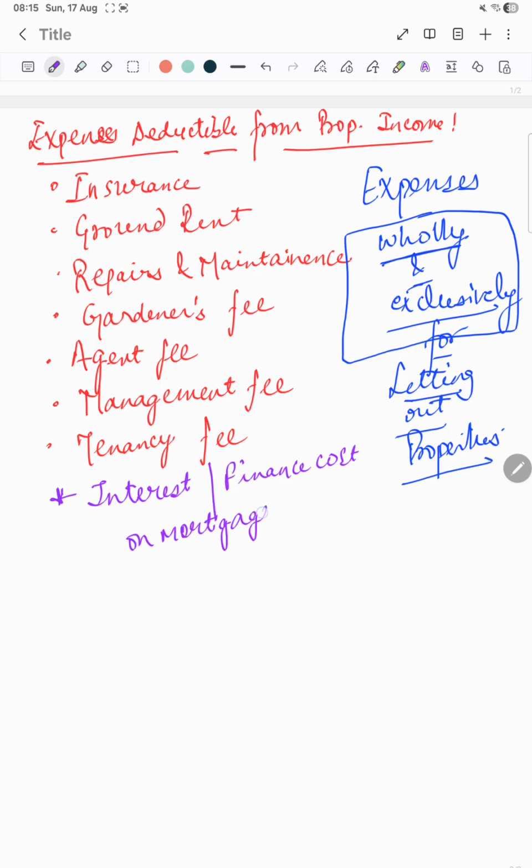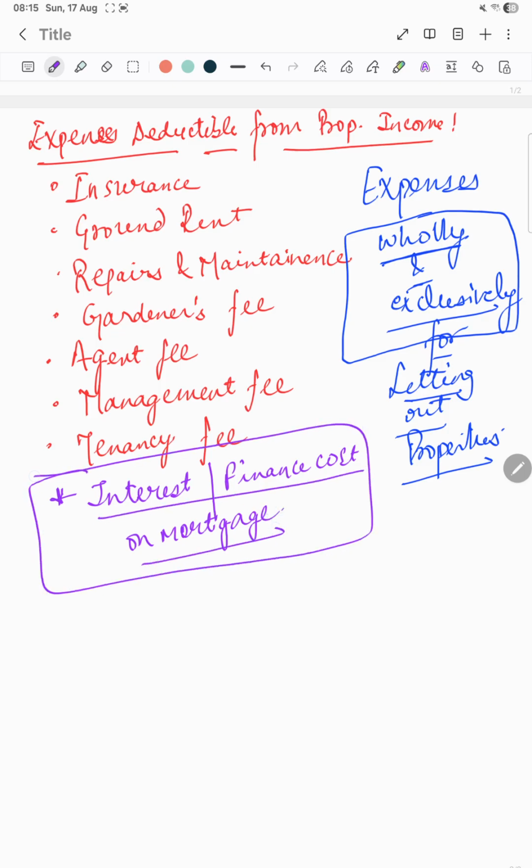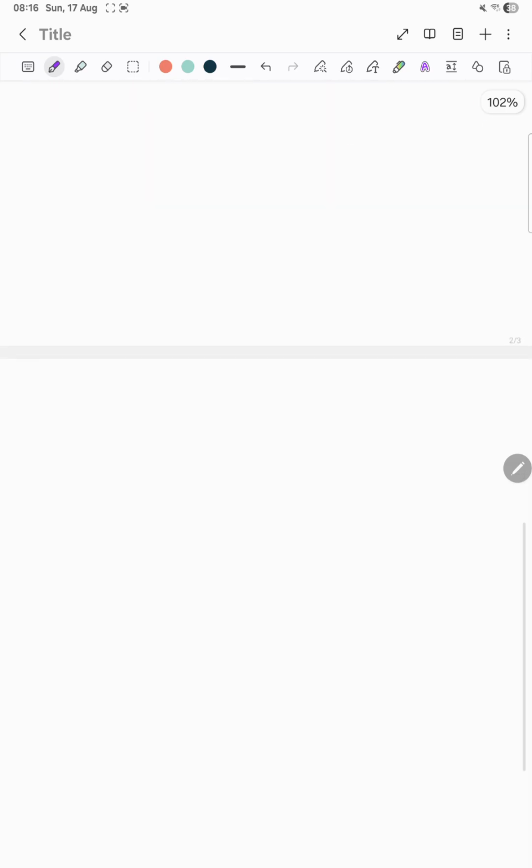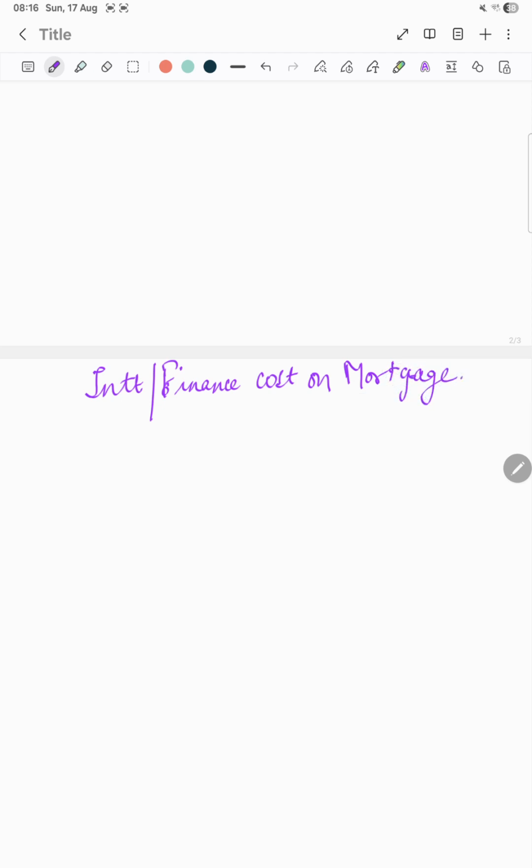Now, should this be deductible fully? There are special rules behind this. Let's study those. Interest or finance cost on mortgage. It could be a residential property or it could be a commercial property.